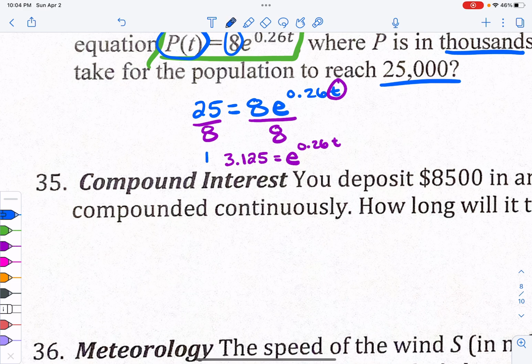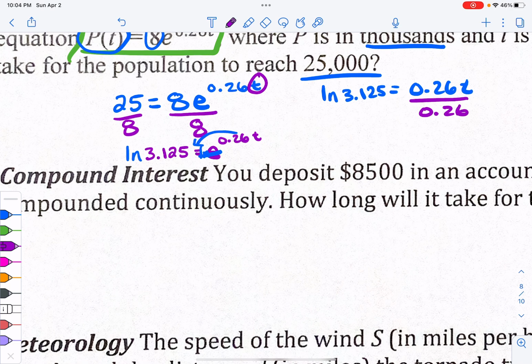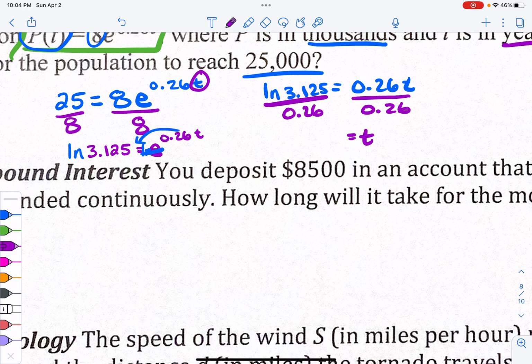And then I can do an ln in front of each one, right? And this comes down in front, but then the ln and e cancel. So I've got ln of 3.125 equals 0.26 t. And last thing, to solve for t, I'm going to take whatever ln of 3.125 is divided by 0.26, and that should give me a time period. And the time period is in years. Okay, so these bunnies are multiplying over years. Okay, ln of 3.125 divided by 0.26 is, we'll go, 4.38 years.